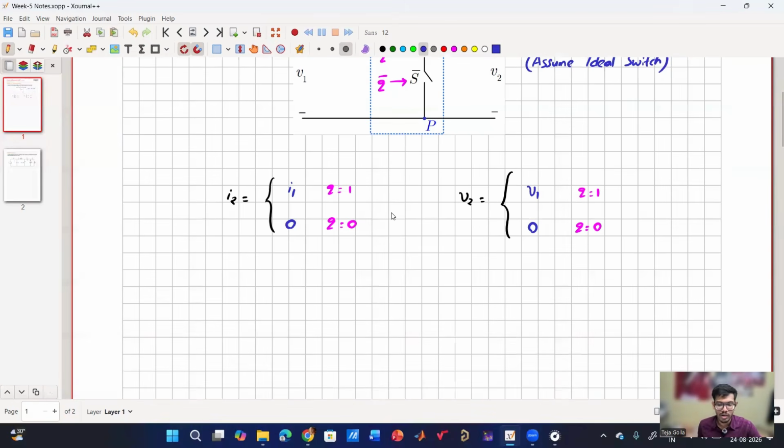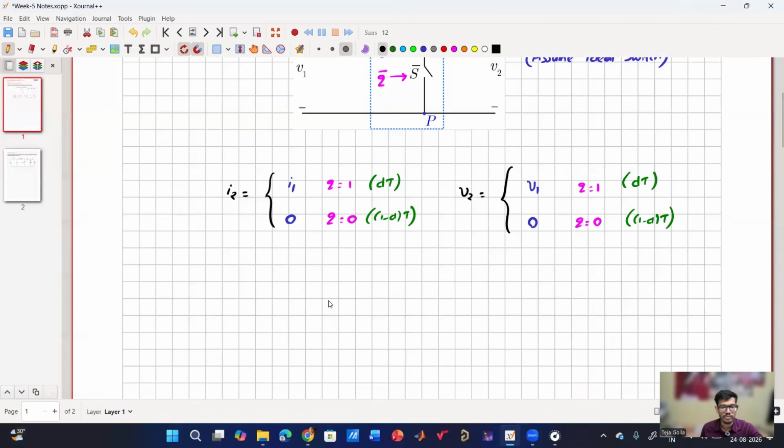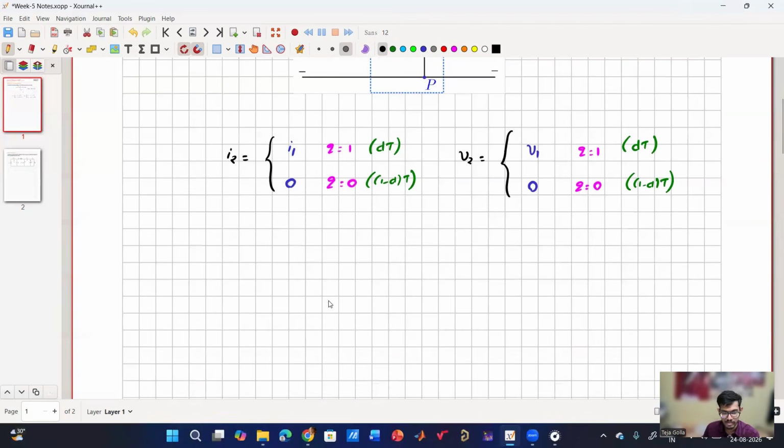Now in circuit averaging or in any state space averaging technique, first we have to write everything in terms of Q. Then we'll write it in terms of duty ratio, or we can directly write in terms of duty ratio. Say Q equals 1 has time dT, and then we'll have to perform averaging on top of that, and the remaining interval is 1 minus d into T. So now tell me the expression for I2 and the expression for V2 in terms of d as well as I1.